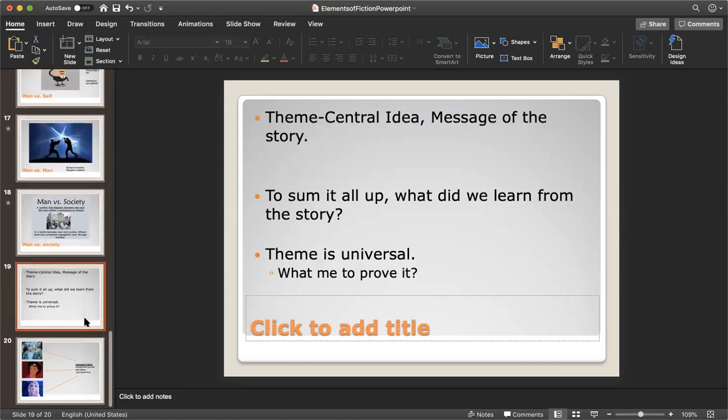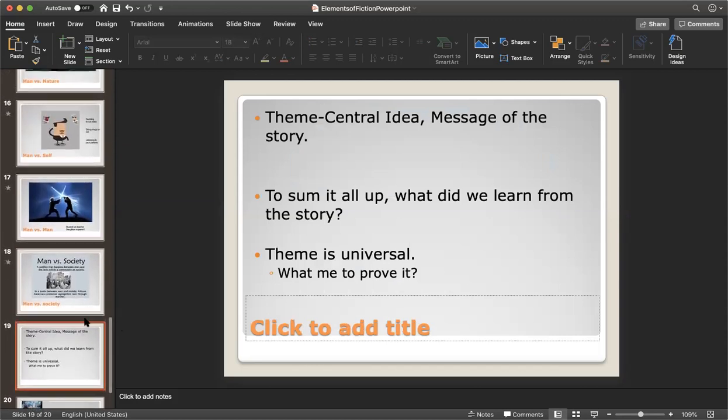And right here, the last thing I'm going to talk about is theme. Those of you who have me in your class, you know this word by heart. We see this word in every single thing we talk about in class, whether it's poetry, nonfiction, fiction, everything. We always try to find the theme, the central idea, or what I tell my kids to remember theme as, the message of the story.